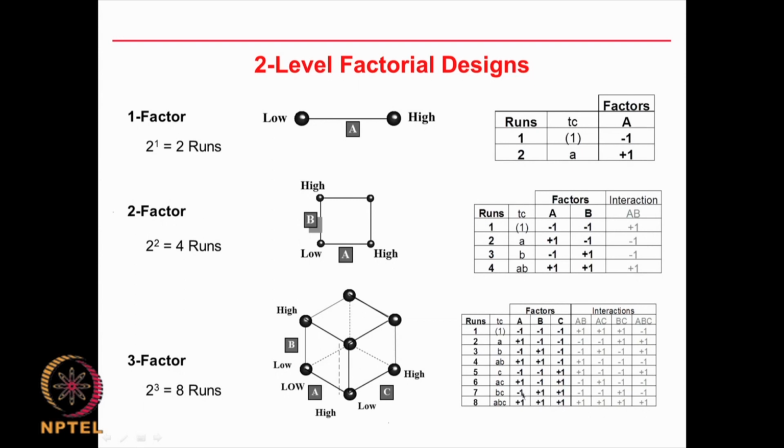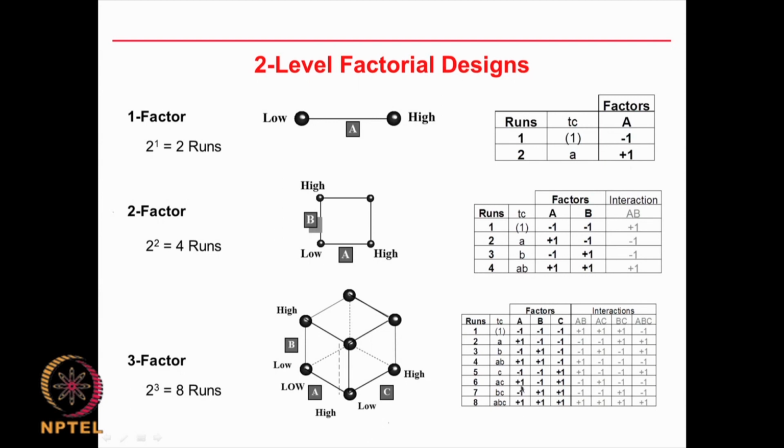This is one representation. If you want to represent the other way, you have 1, A means factor A is in higher level, B means only factor B is in higher level, AB means both factor A and B are in higher level, C means factor C is at high level, AC means factor A and C are at high level, BC means factor B and C are at high level, ABC means factor A, B, C all 3 are at high level. So, we have 8 experiments.